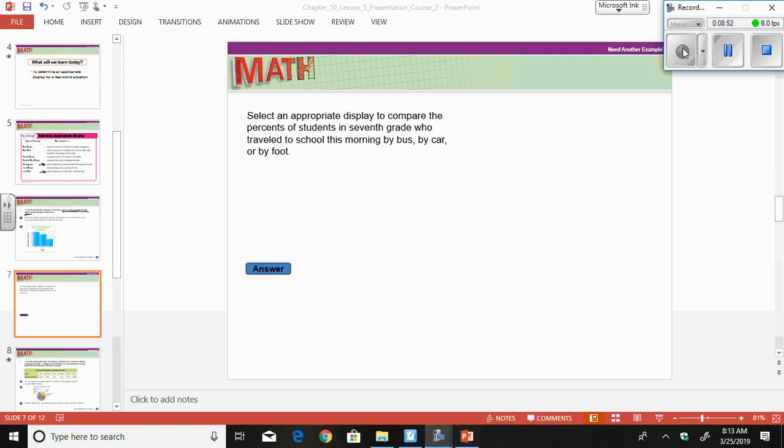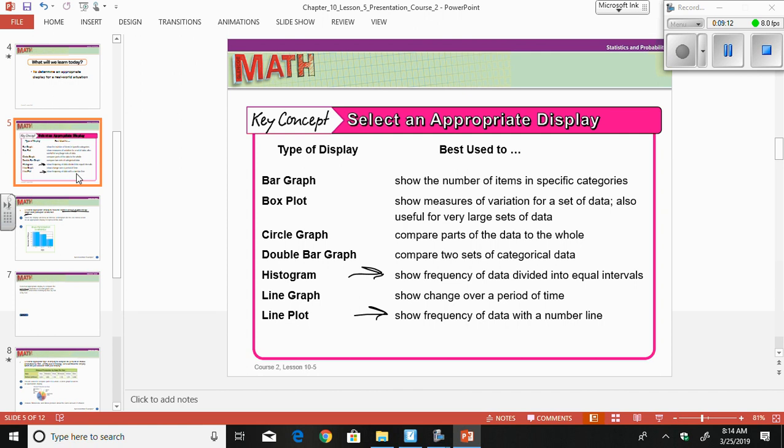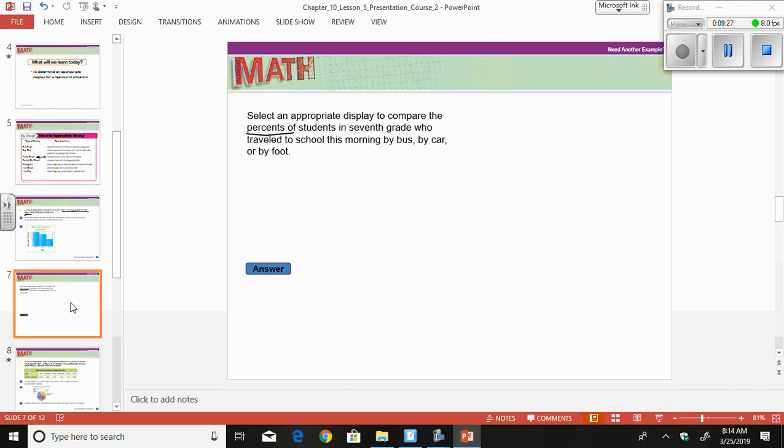Okay, so let's select an appropriate display to compare the percents of students in the 7th grade who traveled to school this morning by bus, by car, or by foot. So one of the important things here is the percent of students in 7th grade who traveled by bus, by car, by foot. So if we go back here, percent is a part out of a whole. Okay, so that tells me that the best thing to use would be the circle graph because it compares parts of the data to the whole. So I'm going to say circle graph.